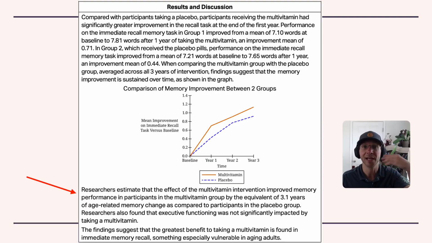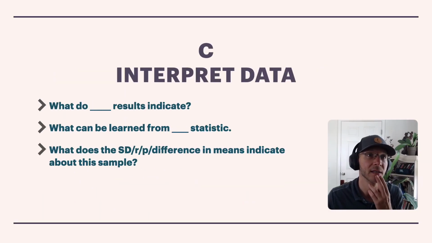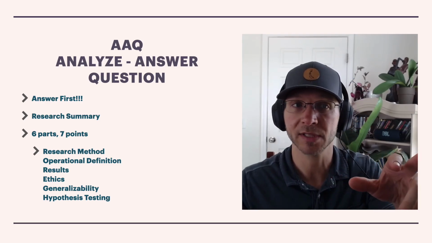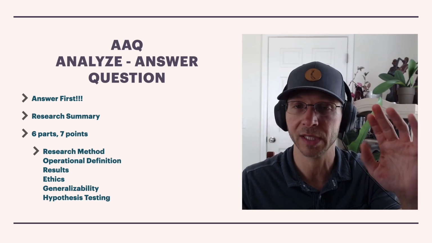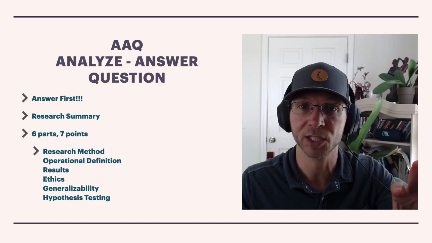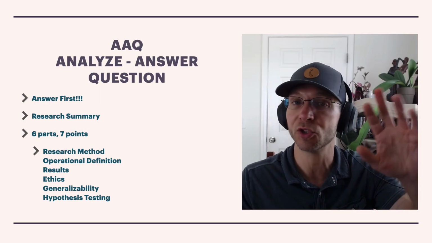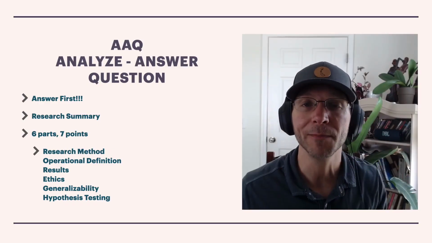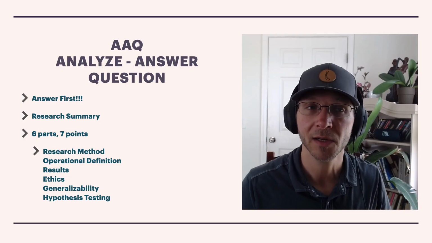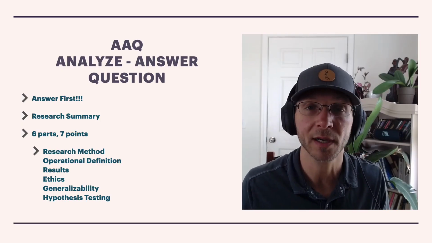Yeah, and then just try to ask yourself these same questions. You know all the questions they're going to ask. They're going to ask you this: research method, operational definition, results, ethics, generalizability, and hypothesis testing. You know all those questions. I've been suggesting to people that they should take an example AAQ, drop it into ChatGPT and say, can you make me another one of this in the same type, tone of voice, but make it up, and then ask yourself these questions. It's going to work. It's going to work.